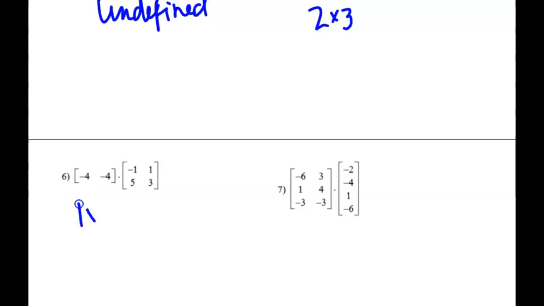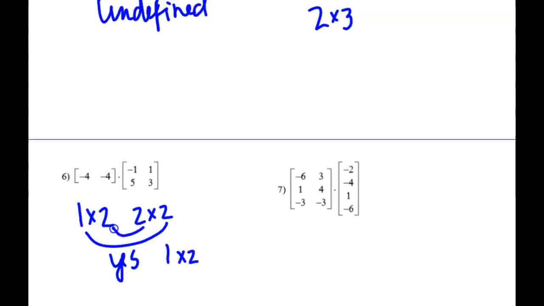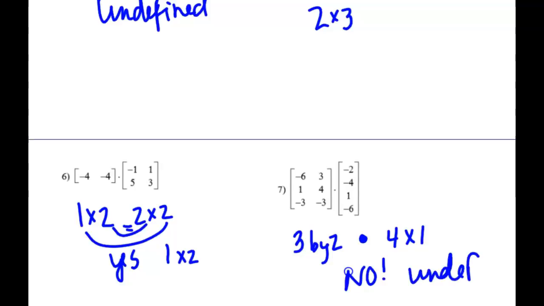This is 1 by 2, right? And then a 2 by 2. So that is a yes and a 1 by 2. These were equal. And this guy is a 3 by 2 times a 4 by 1, which is a big fat no. Undefined. Now everybody good? That's all it is. That's all it is on the quiz.